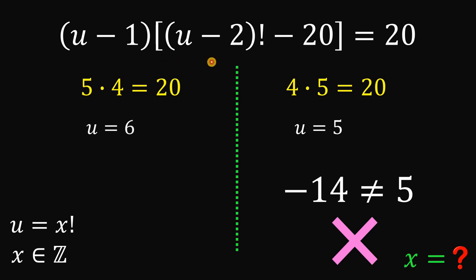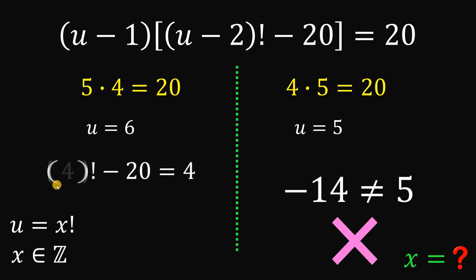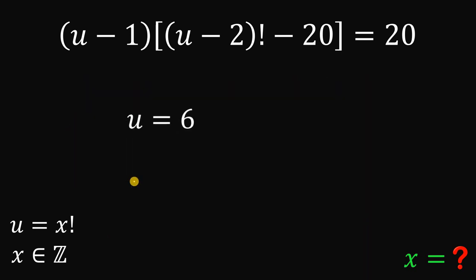Now let's check. If u minus 2 factorial minus 20 must be equal to 4. Now let's substitute the value of u. What will happen if this u becomes 6? 6 minus 2, this will give us 4. And 4 factorial, we have 4 times 3 times 2 times 1. This will give us 24. And 24 minus 20, this will give us 4. And we know that 4 must be equal to 4. Therefore, this case is okay. So we can say that u must be equal to 6.